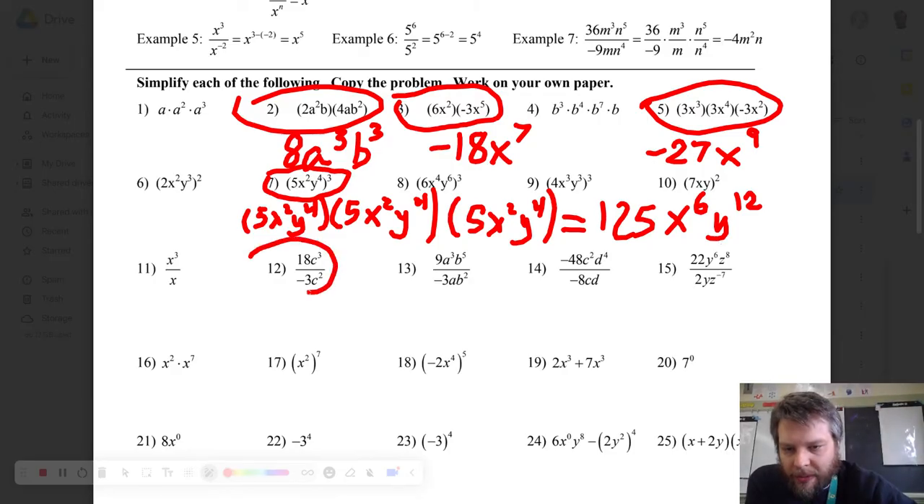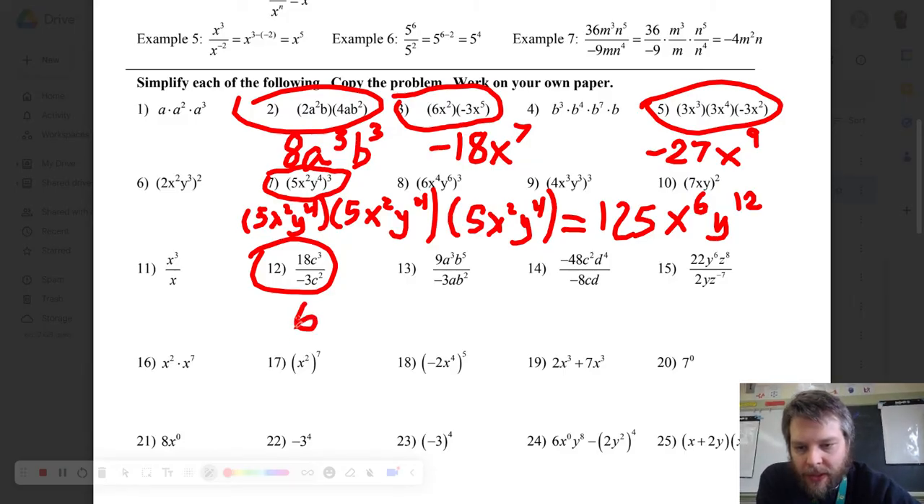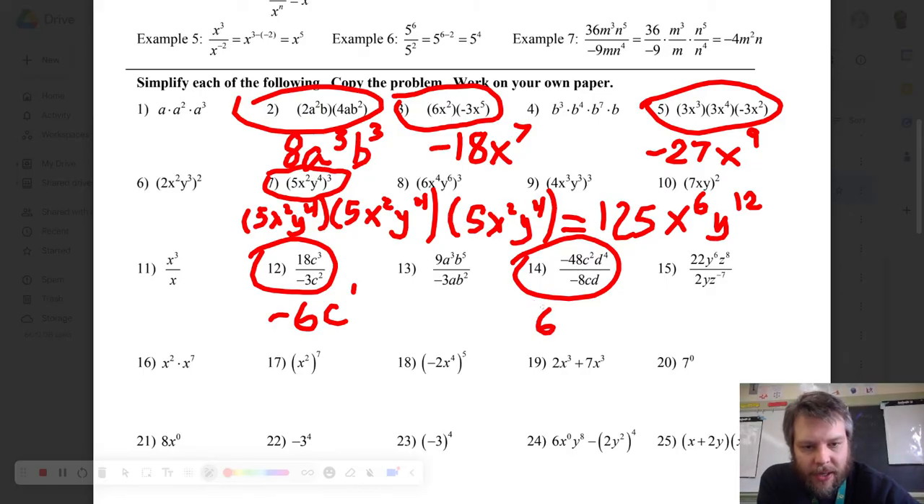All right, another one that people asked about was number 12. Same strategy, one letter and one number at a time. 18 divided by 3 is 6, so 18 divided by negative 3 is negative 6. C to the 3rd divided by c squared is c to the 1. You can also just write the letter c. Well, let's look at one other one someone asked about, number 14. 48 divided by 8 is 6. 2 negatives divide to make a positive. C squared divided by c is c to the 1st, or just c. D to the 4th divided by d is d to the 3rd. We're just doing top power minus bottom power.